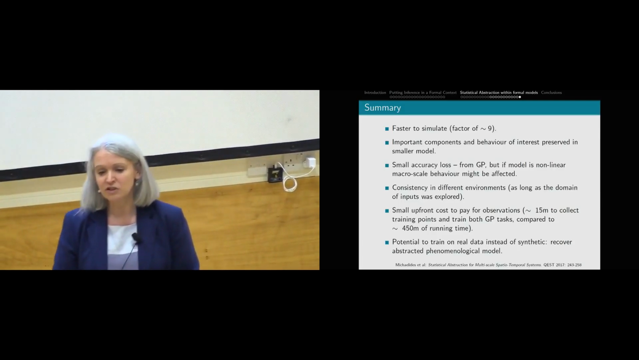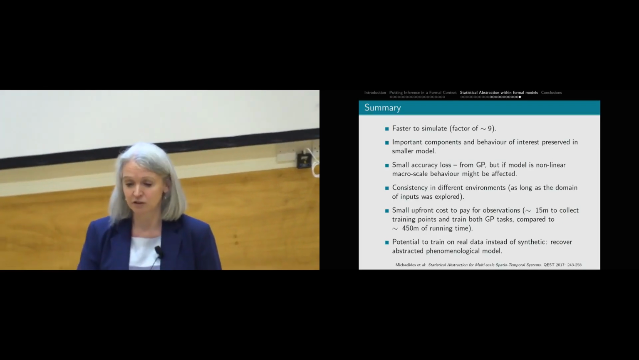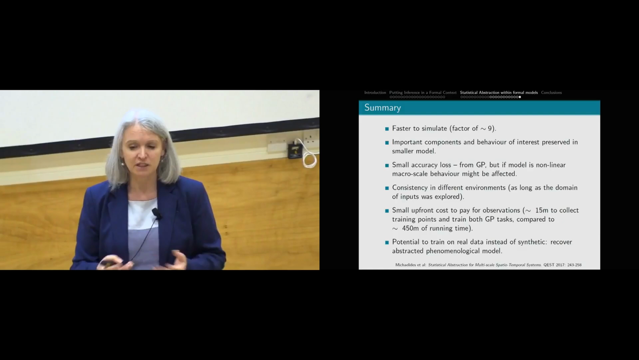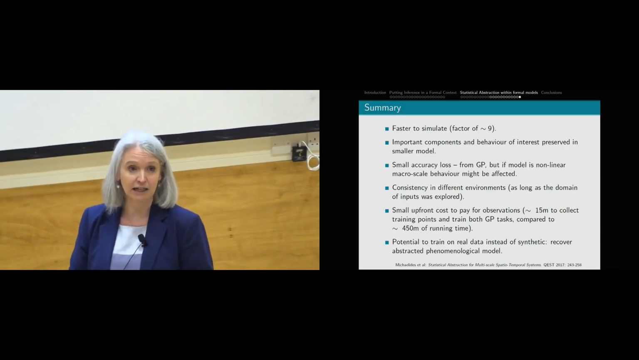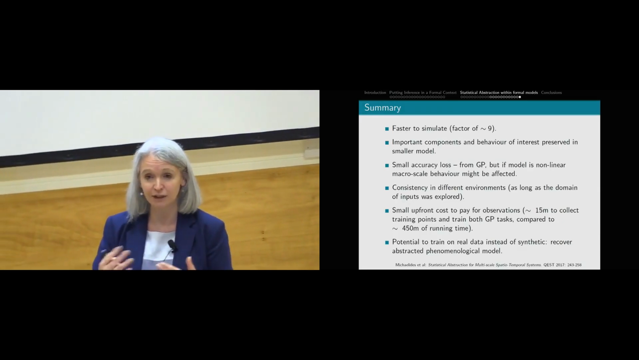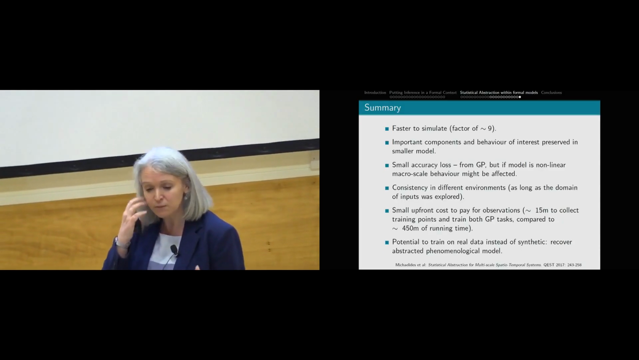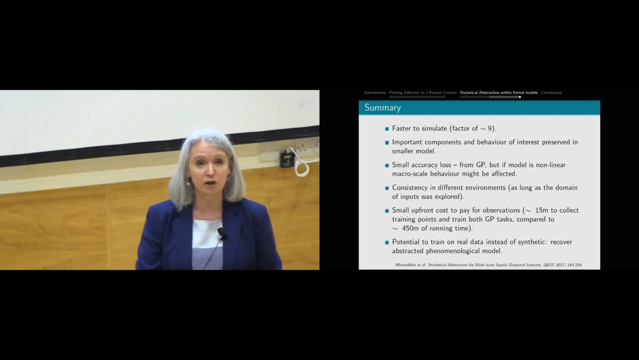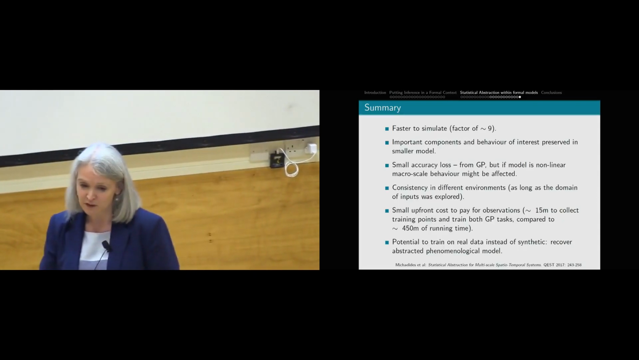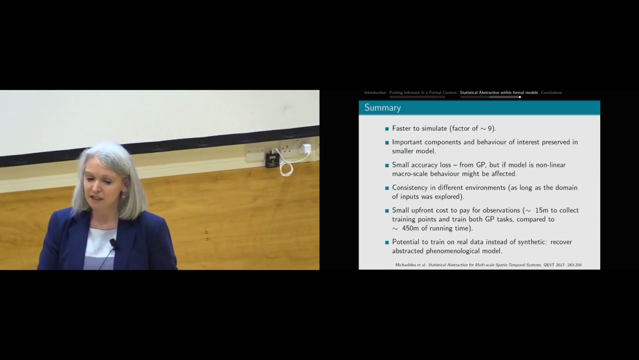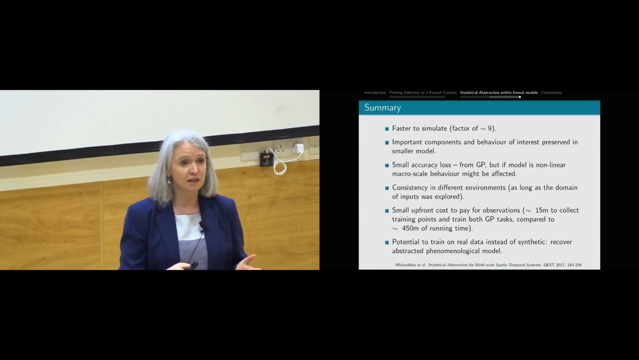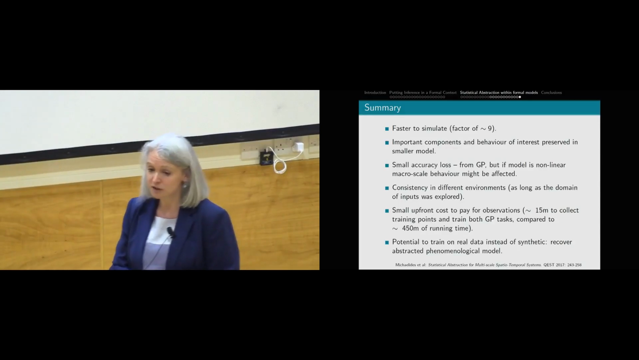So there is some loss of accuracy because the Gaussian process makes certain assumptions, but in this case at least it's highly accurate. And the other one that's in the paper, where we have the slime mold and it's a two-way interaction, again we get good accuracy. We've shown in this case that we get consistency in different environments, so it's not the domain where we trained and found our function, but it still works well.